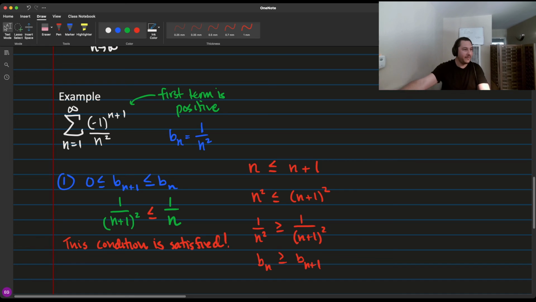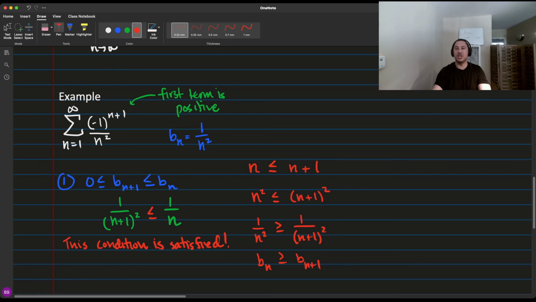How did I actually prove that? By doing the work off on the right. I said, okay, n is less than n+1, you square it, that's still true. You take the reciprocal, the direction changes, and those things are my bn and my bn+1. Okay, so condition 1 is satisfied. Boom.